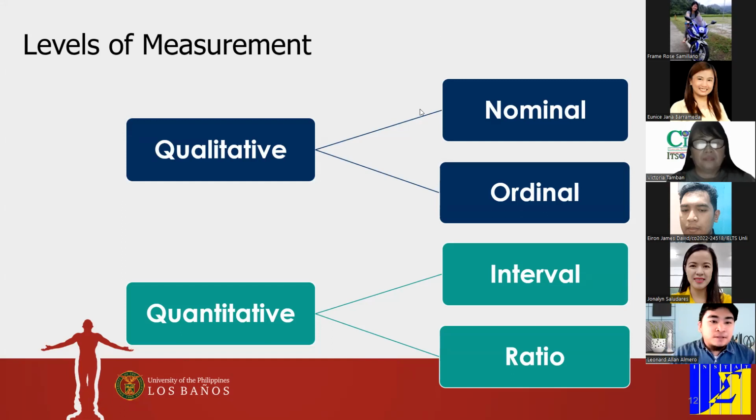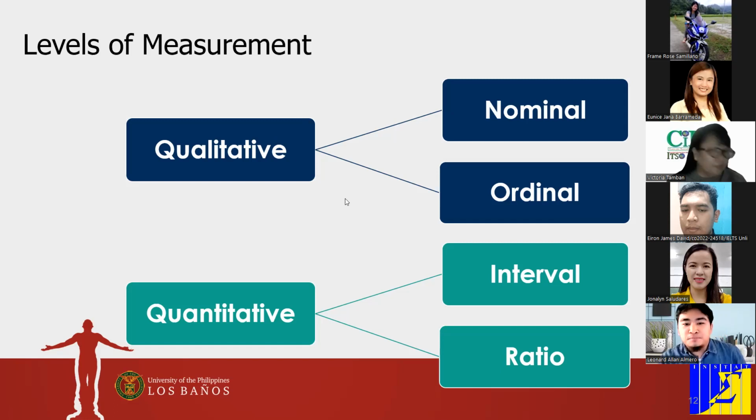Okay po? So, are you still with me? Can I get a thumbs up? Kung everything is clear po up to this point? Kung may question po, raise hand. Okay. So, those are the levels of measurement.